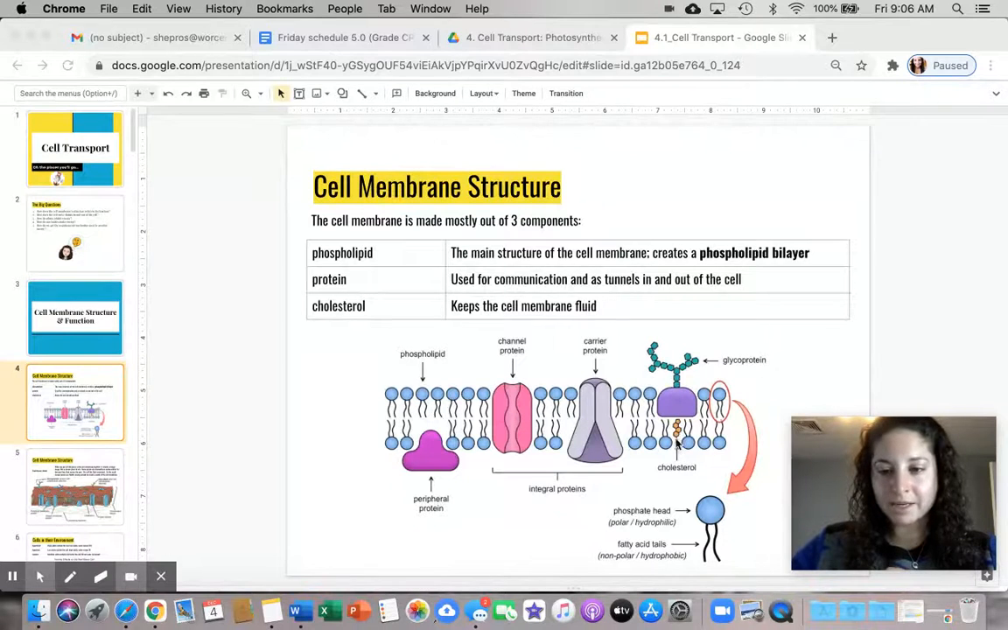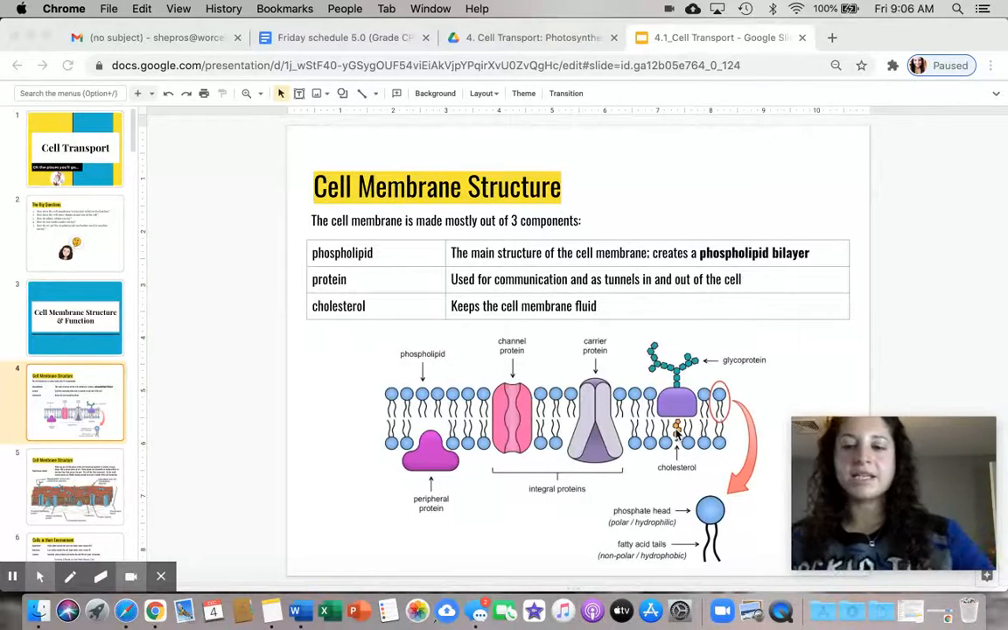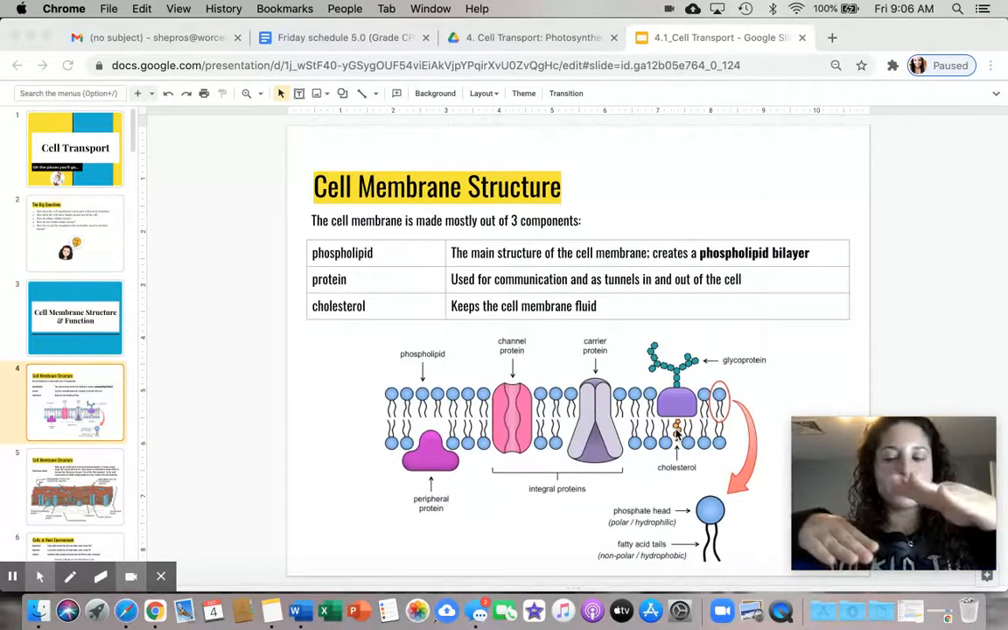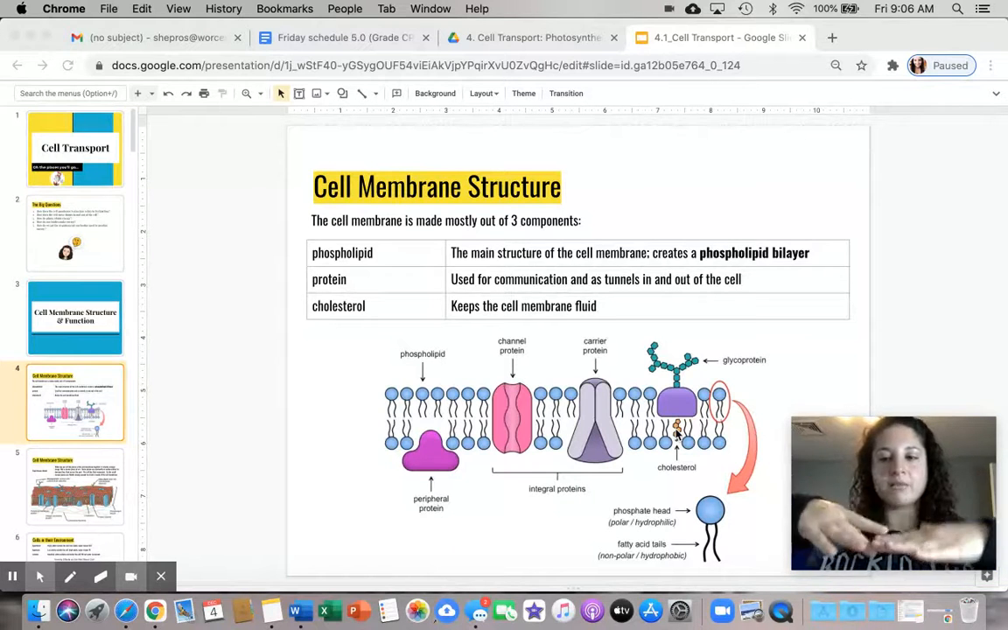So this little itty bitty thing right here is an example of cholesterol. And basically these are inserted every couple of phospholipids or so to help keep the membrane nice and fluid. So the idea is the membrane is constantly moving. You can almost think about it like the top of the water in a pool. And so it's constantly moving and shifting, and you want to keep it nice and fluid. The cholesterol helps with that.